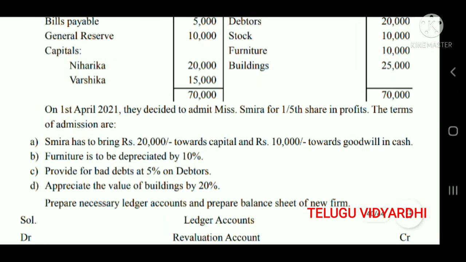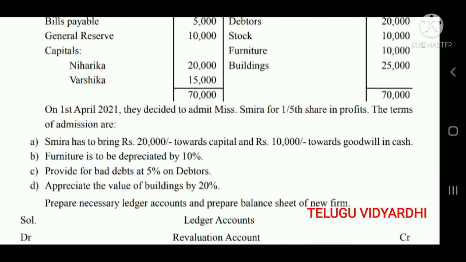Provide for bad debts at 5% on debtors. It will be calculated on the debtors amount, that is 20,000, and posted in the revaluation account debit side. Appreciate the value of building by 20%. So it will be calculated on the buildings amount 25,000 into 20 by 100. So the points B, C, D, these 3 points are in the revaluation account.